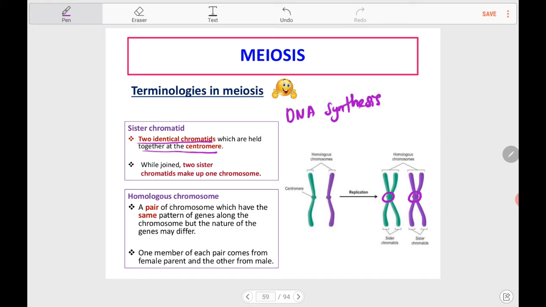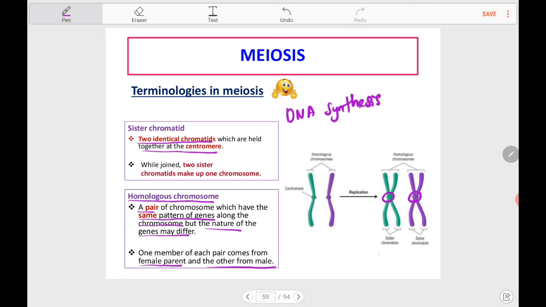Secondly, another term that is exclusive to meiosis is homologous chromosome. So, homologous chromosome is a pair of chromosomes which have the same patterns of genes along the chromosomes, but the nature of the genes may differ. One member of each pair comes from the female parent and the other comes from the male parent.